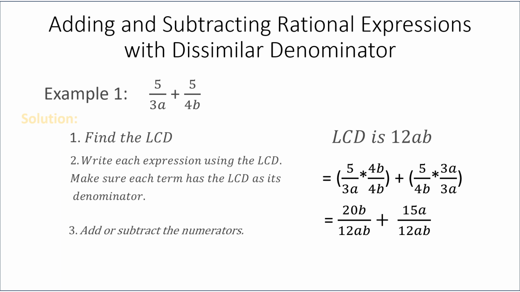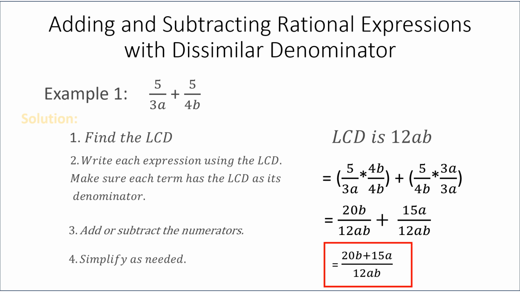Afterwards, we're going to add the numerators. So you just simply copy 12b plus 15a all over the common denominator that they have, which is 12ab. So we will have this expression and we're going to simplify if needed. Since we cannot further simplify it, this will be our final answer.